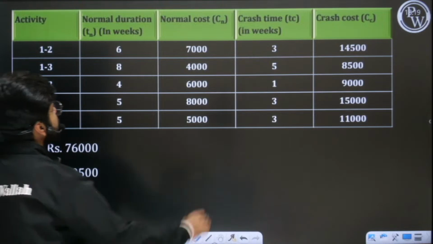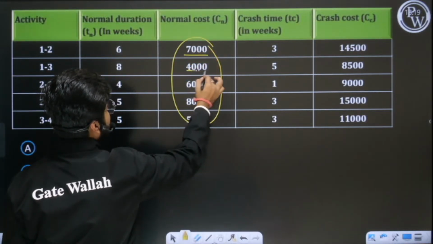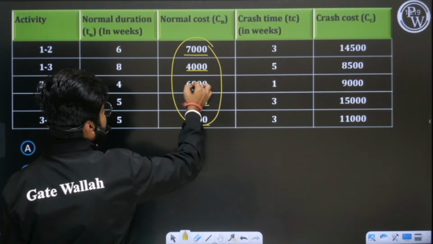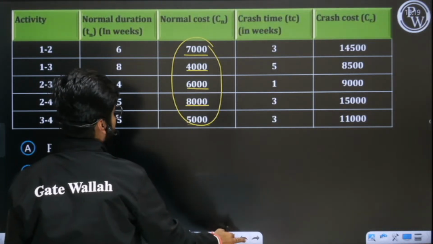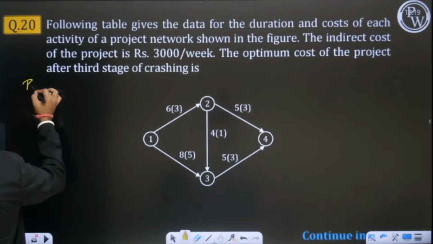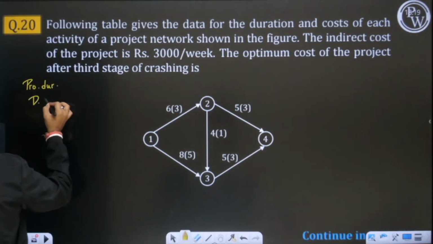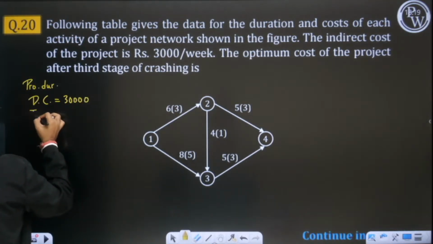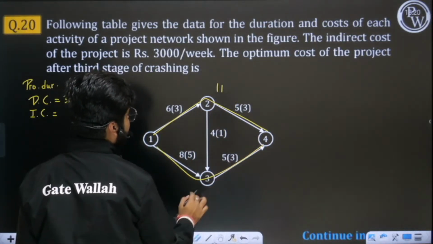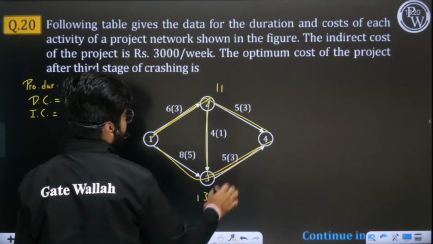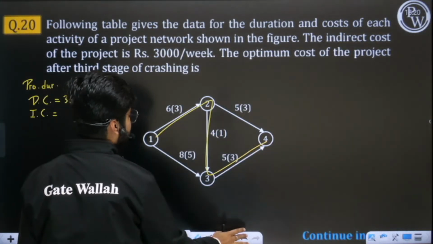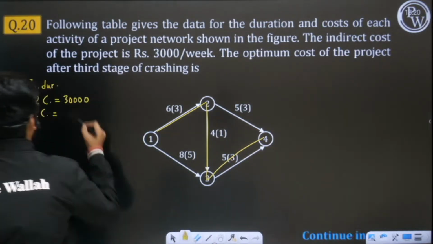So see, the total cost initially will be 7 plus 4 11, 11 6 17, 17 8 25, 25 5 30. So the direct cost initially, when no crashing is there, is 30,000. Indirect cost we have to find, but for that we have to find the project duration. So from here 6 5 11 days are happening. Here we have 13 days, and 6 plus 4 10, 10 plus 5 15. So along this path 11, along this path 13, and along this path 15. So this is the longest path. 15 days it is taking.